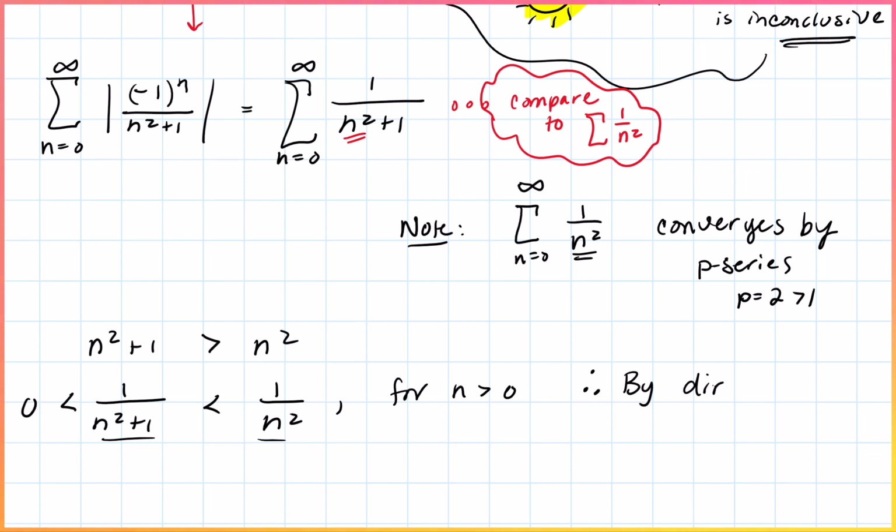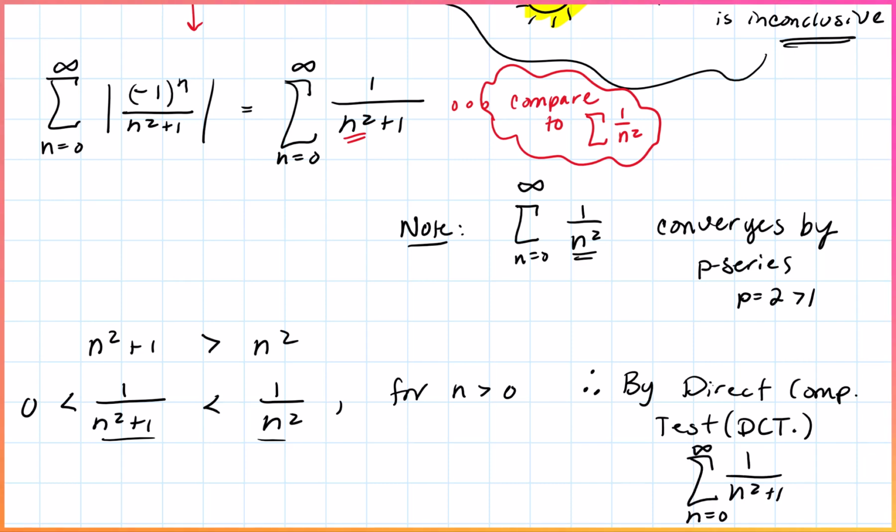direct, use capital letters since it's a test, Direct Comparison Test, also abbreviated DCT, the series 1 over n squared plus 1 from n equals 0 to infinity converges. Direct comparison test to 1 over n squared.